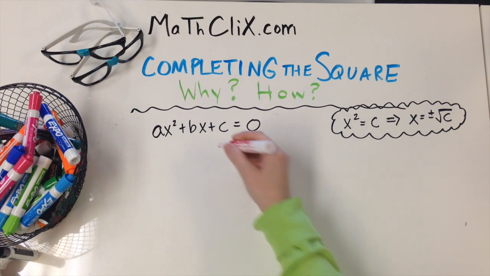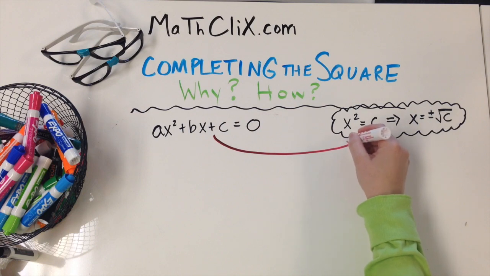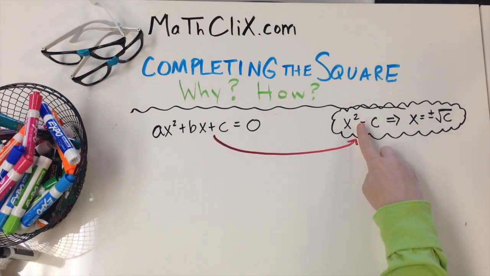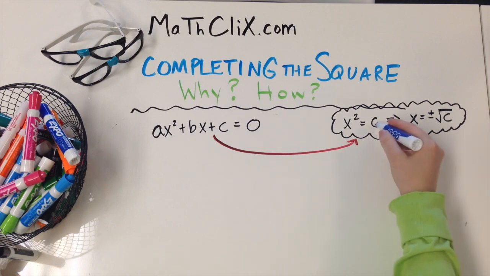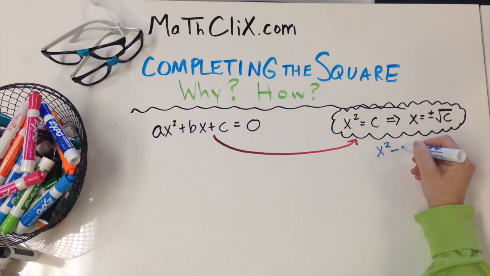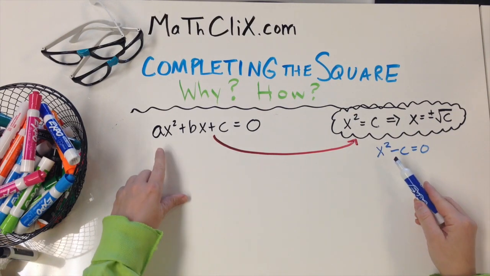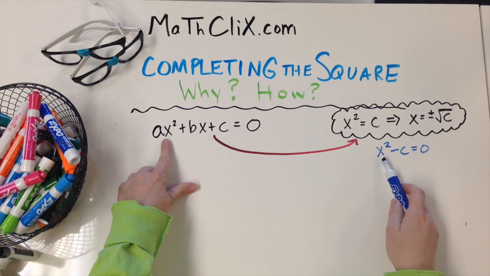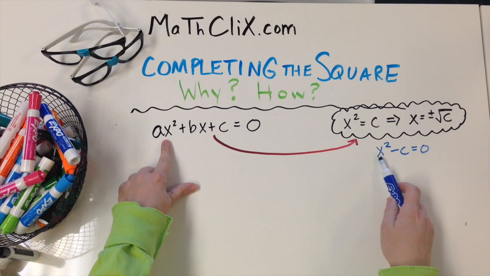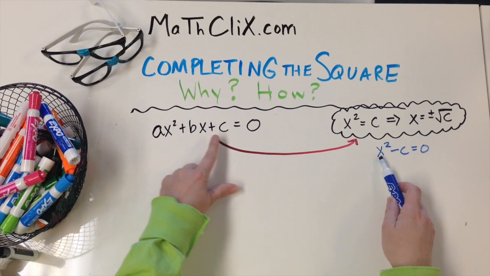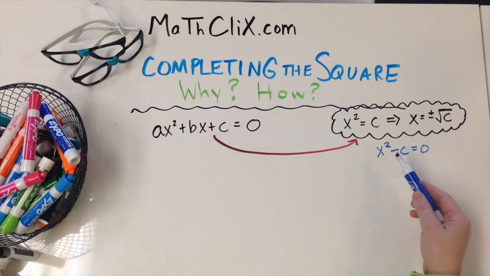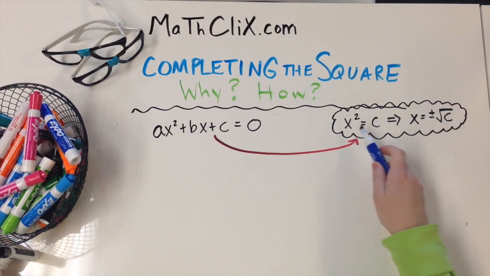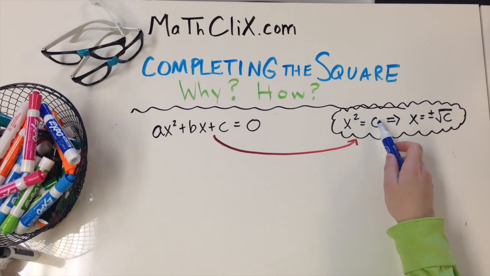Now, we want to make this thing look like that. Why? Because if it looks like this, then we know the solutions are going to be x equals plus or minus the square root of c. So if you actually subtract this c over, you will see that you have an x squared term, just like over here, but the coefficient is 1. You don't have a linear term, but you have a constant, and here you have a constant. So we're really trying to make this thing look like something squared equal to a constant.